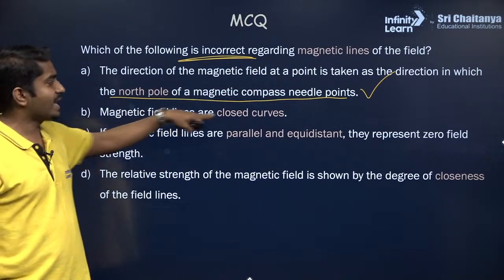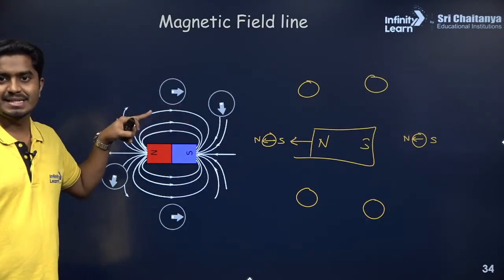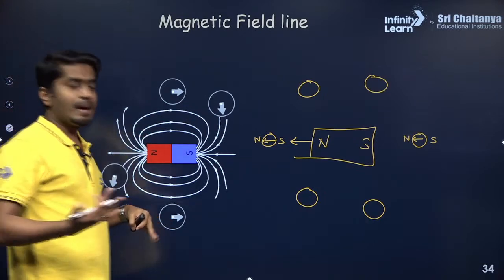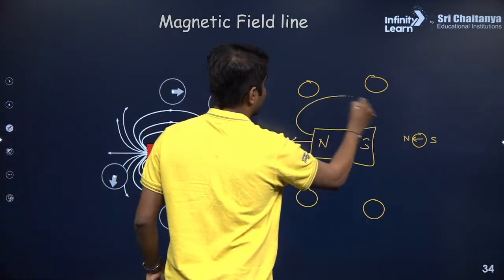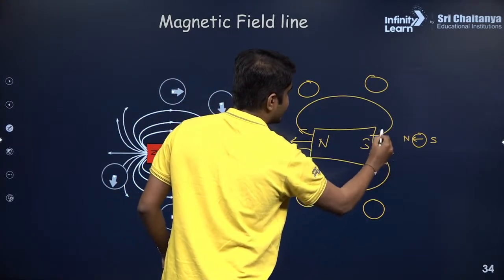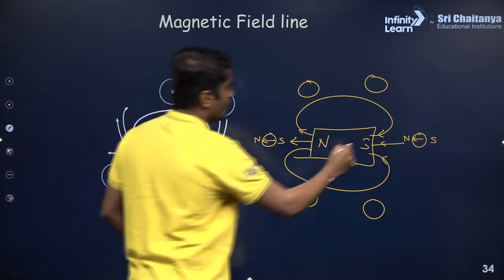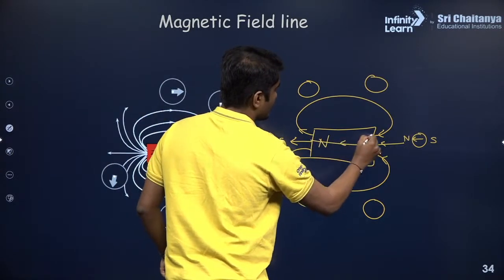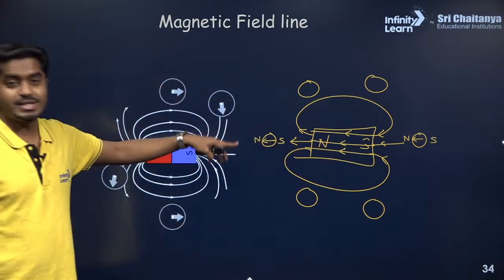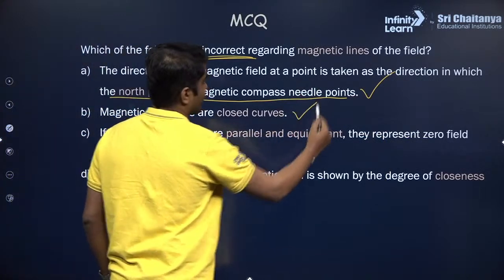Second one, magnetic field lines are closed. So here you look at the magnetic field lines. Do they look closed? In this diagram that does not appear, but how should it be? The magnetic field lines go out from the north, go inside the south, and inside the magnet they go from south to north, right? So now can you see the magnetic field lines? They are closed curves. That is correct.